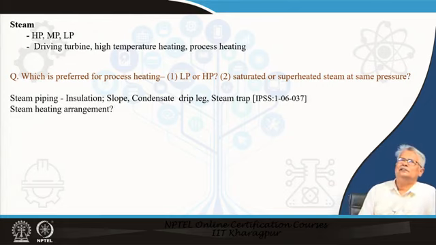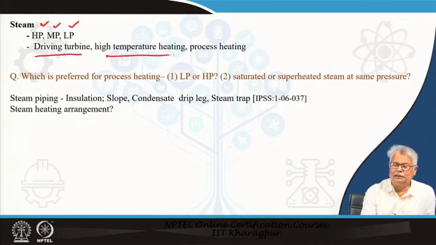Now, we look into the details of individual components of these utilities. I mentioned that you will be having steams of different pressure ratings, typically high pressure, medium pressure and low pressure. Driving turbine normally will be done by superheated high pressure steam. High temperature heating often will be done by medium pressure steam when you really require a high temperature and you cannot do with low pressure steam in that case, and normal process heating is definitely done by low pressure steam. So, you know now what are the major uses of these. These are only indicative.